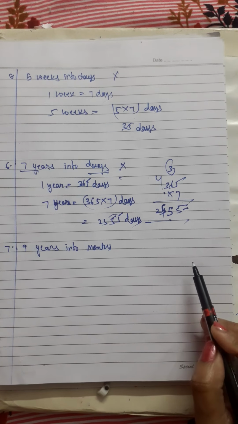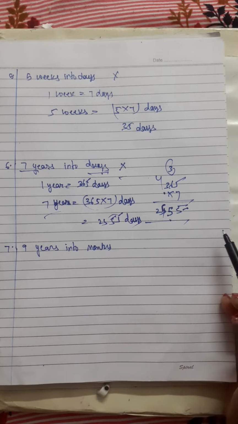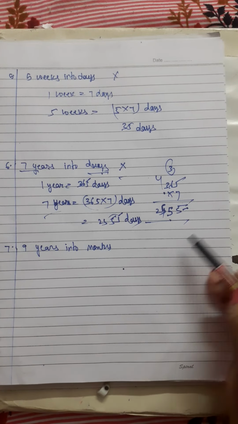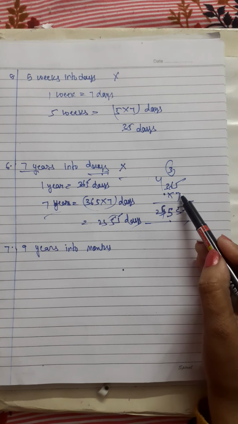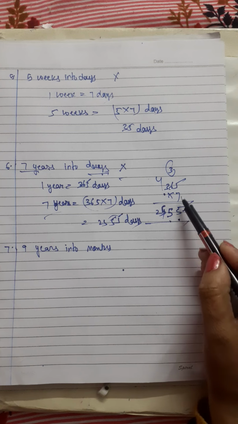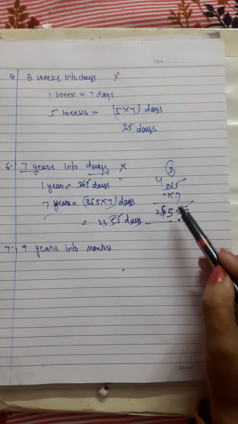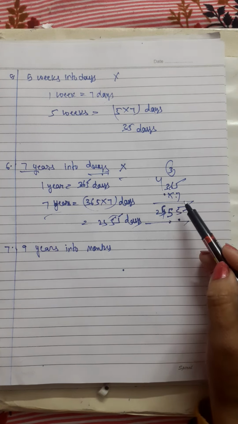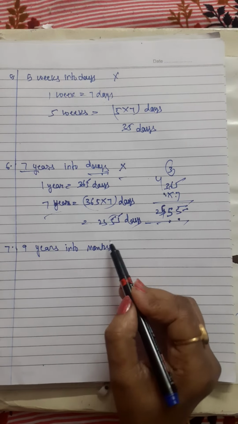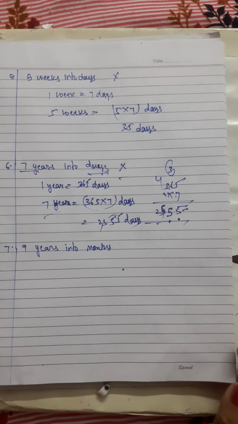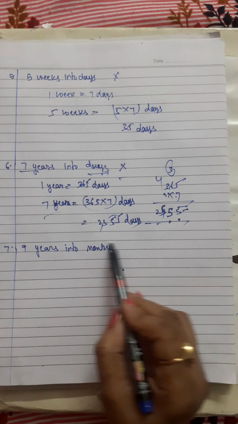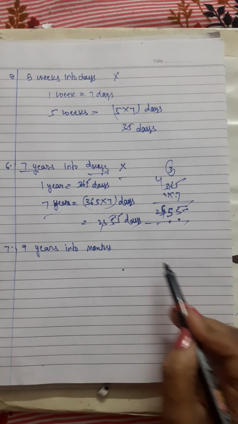One more time. 1 year has 365 days. 7 years is equal to 365 multiplied by 7. 7 fives are 35, 5 and 3 in carry. 7 sixes are 42 plus 3, 45, 5 and 4 in carry. 7 threes are 21 plus 4 is equal to 25. So the answer is 2555 days. 7 years is equal to 2555 days.